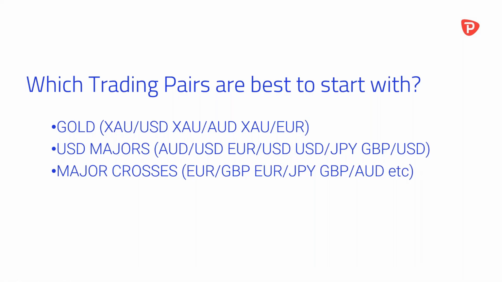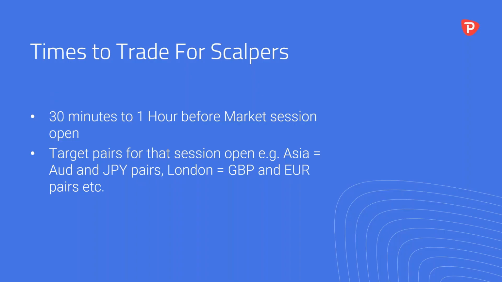So which trading pairs are best to start with? We always get asked this question whenever it comes to scalping. Now we're going to assume that you have some knowledge of what you're looking at, but obviously US dollar majors, major crosses, gold, all of these kind of pairs are excellent scalping techniques. And you want to be trading them at certain times of the day. So like we always mention, if you're a scalper, get in half an hour before the market session opens.